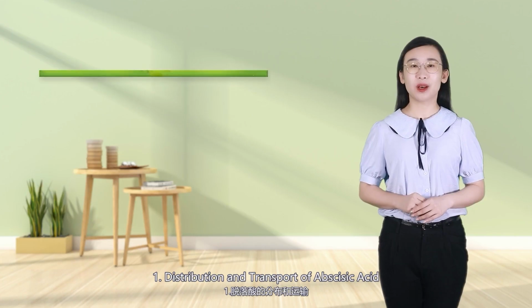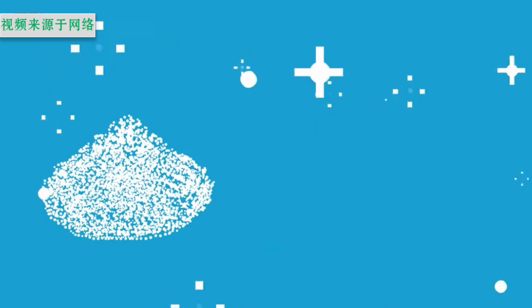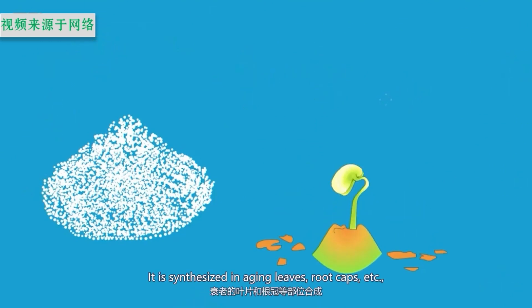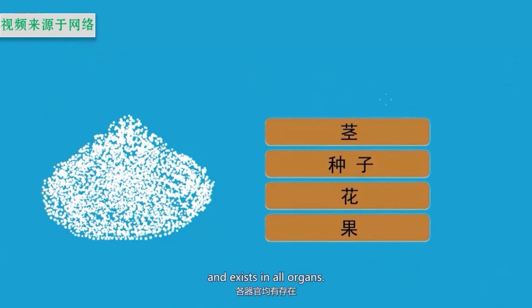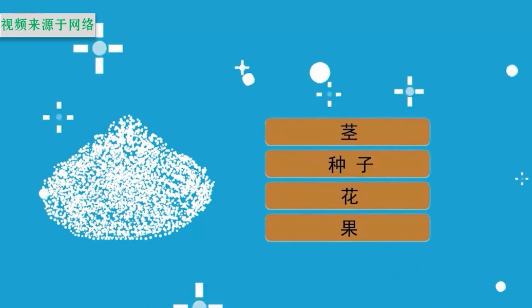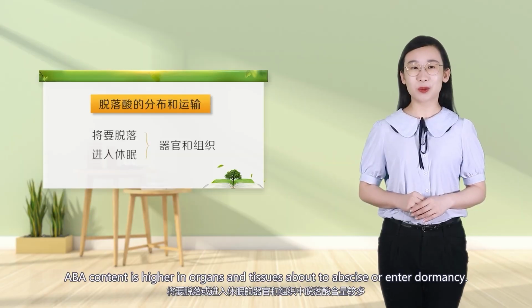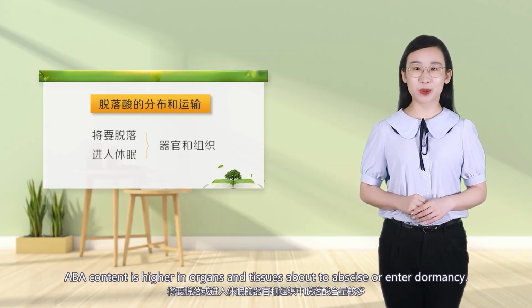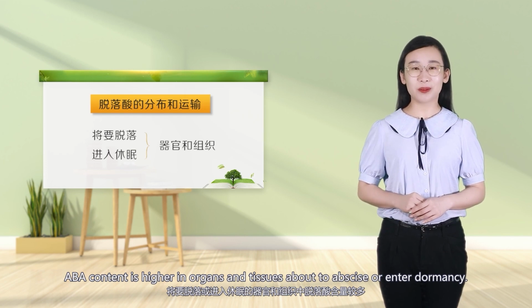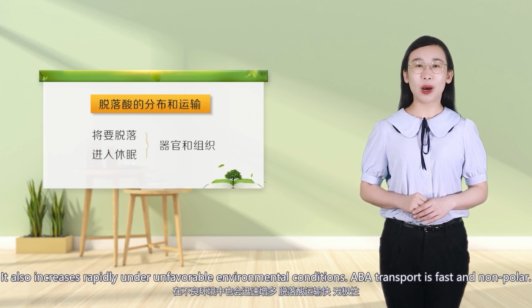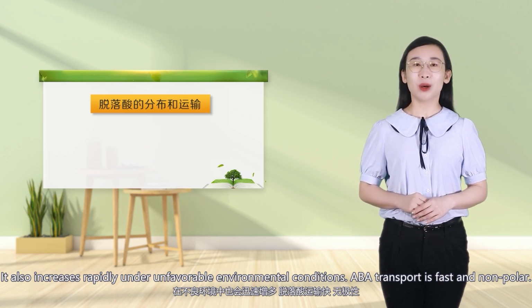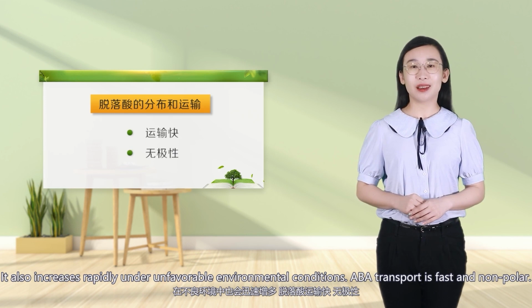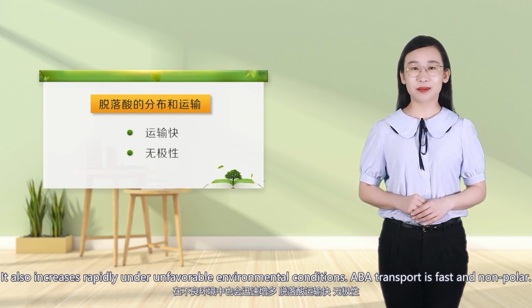Distribution and transport of abscisic acid. It is synthesized in aging leaves, root caps, etc., and exists in all organs. ABA content is higher in organs and tissues about to abscise or enter dormancy. It also increases rapidly under unfavorable environmental conditions. ABA transport is fast and nonpolar.